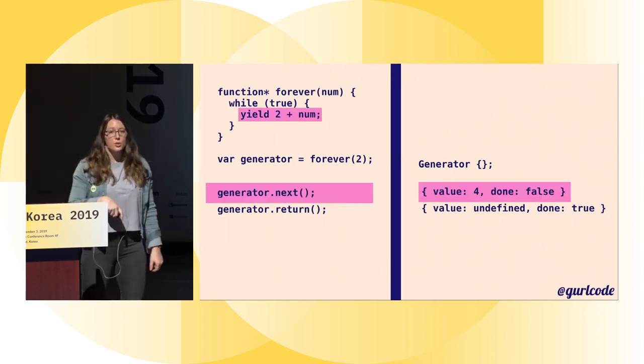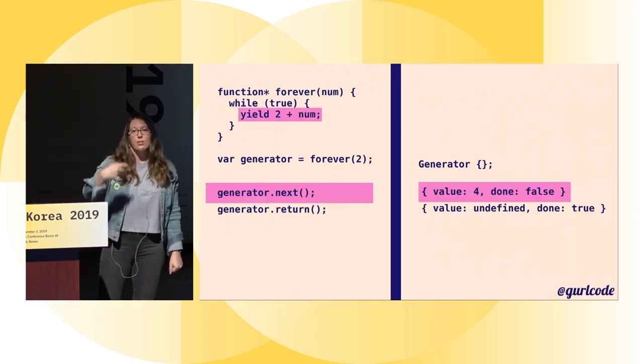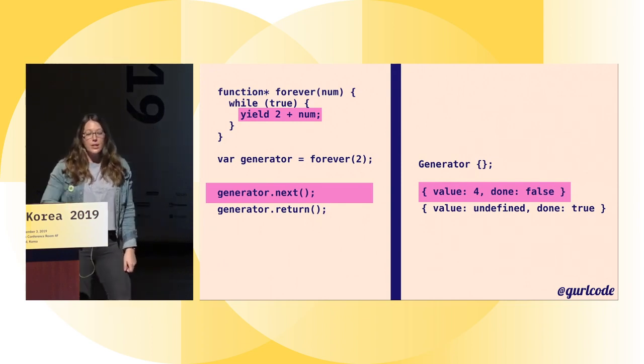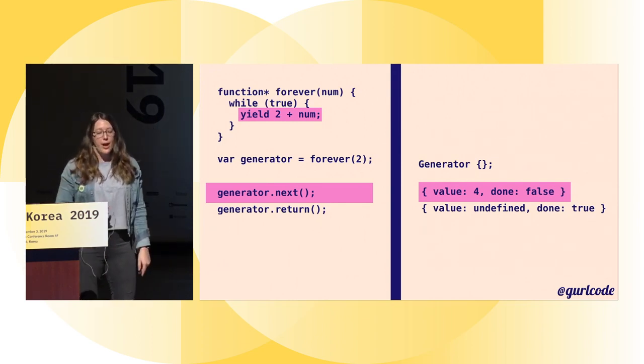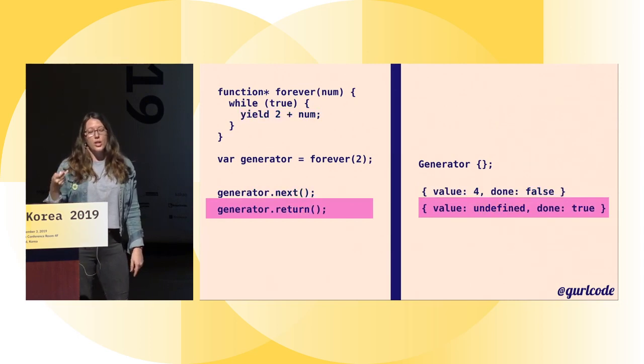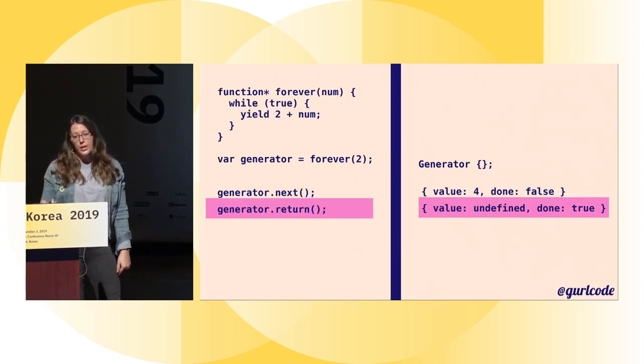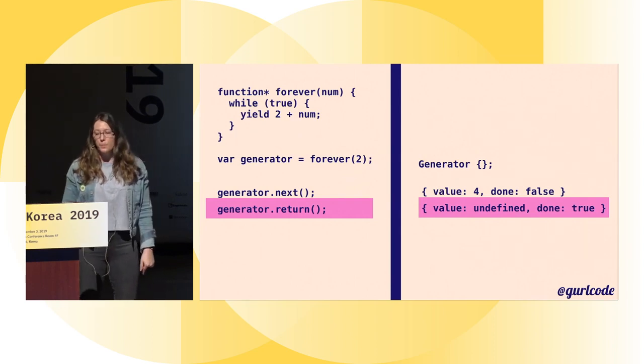Now, the second way to cancel a generator is from outside of that generator. Again, a while loop. This should run forever, but as soon as I call generator.return on it, it's going to cancel it. So you can see again that done is now true.